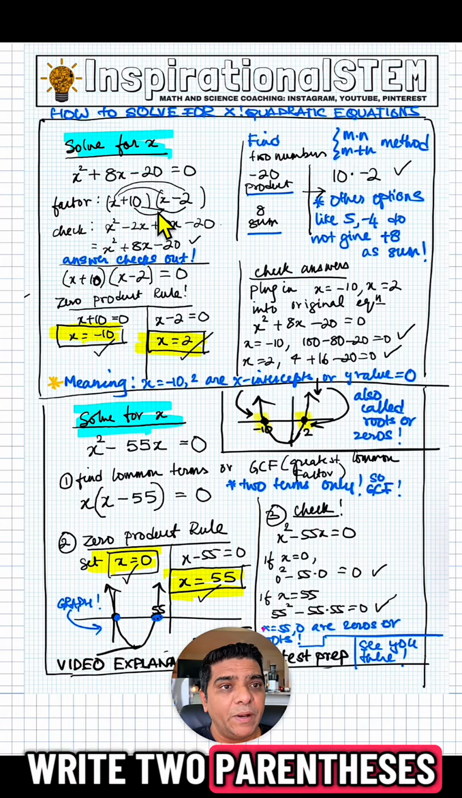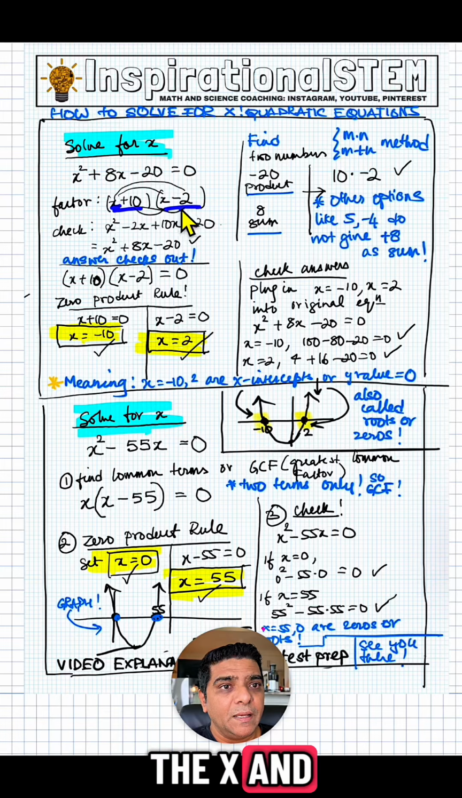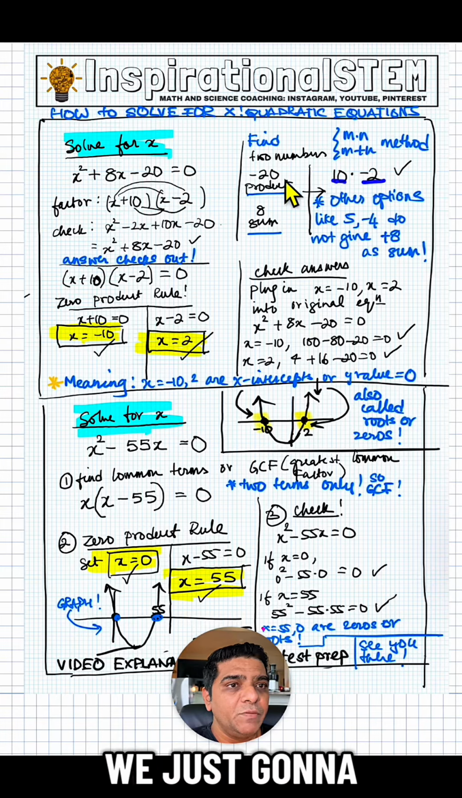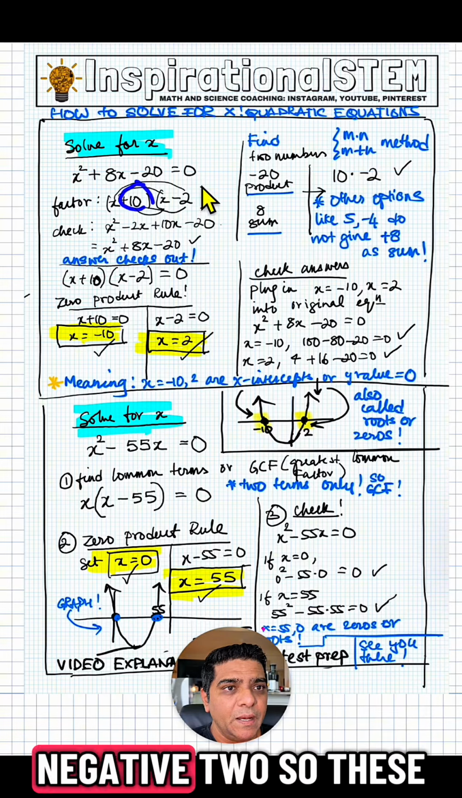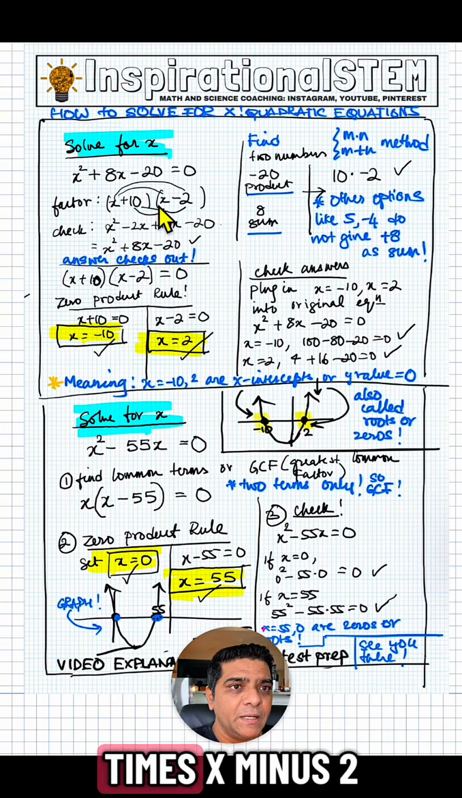So we're going to write two parentheses like this and this, and then put the x and the x as the first term. And then the 10 and the negative 2, we're just going to put them here. So 10 and negative 2. So these are our two factors, x plus 10 times x minus 2.